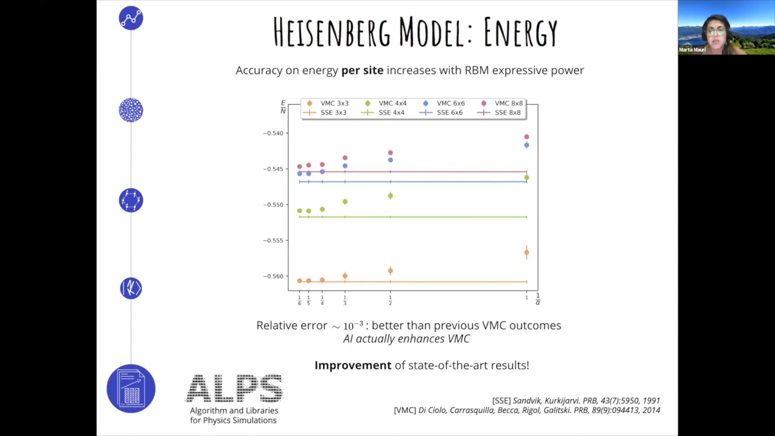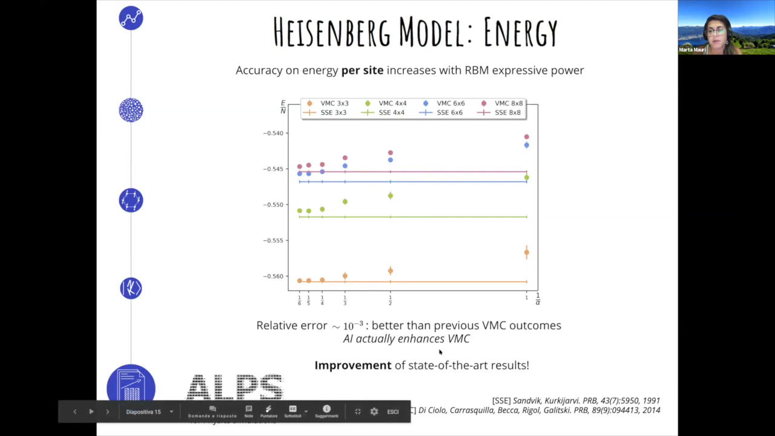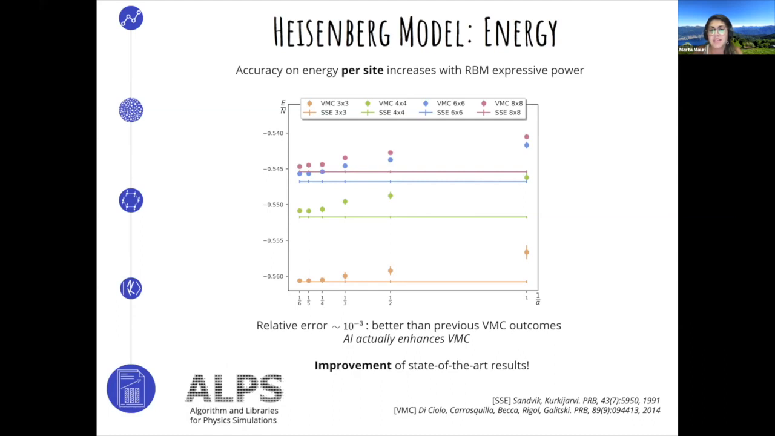And also the relative error with respect to the SSE, so the quantum Monte Carlo simulation, is better than previous VMC outcomes, such as the one we mentioned here. This was more or less expected because the ansatz was promising given all the results and everything that we have seen in the previous days.